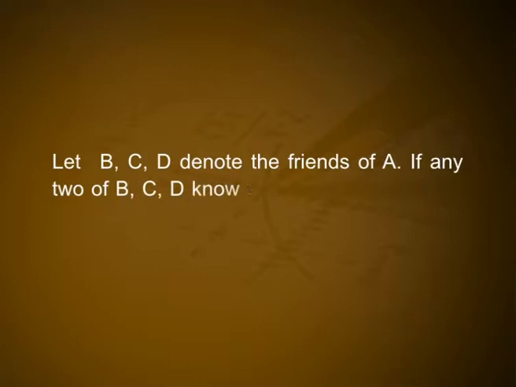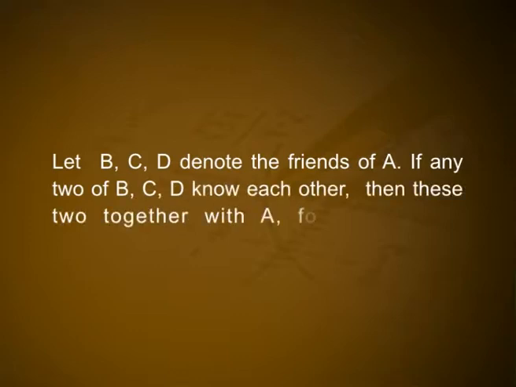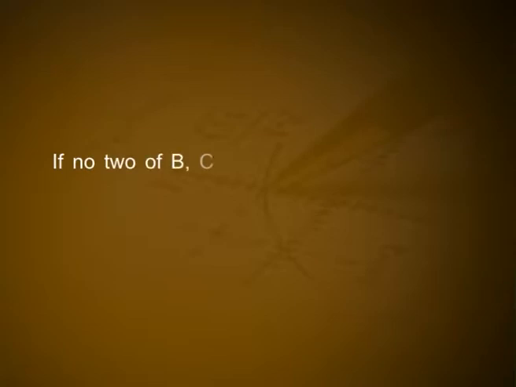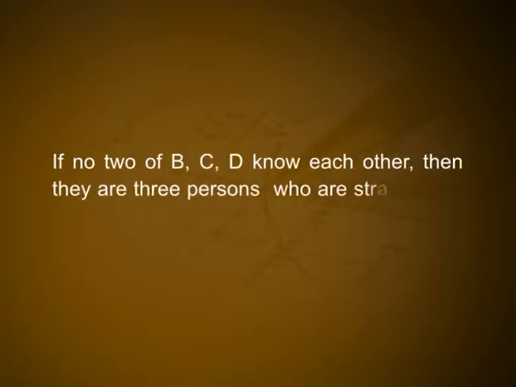Let us consider the former case only, since the latter case can be resolved by a similar argument. Let B, C, D denote the friends of A. If any two of B, C, D know each other, then these two together with A form a friendly threesome. On the other hand, if no two of B, C, D know each other, then they are 3 persons who are strangers to each other.